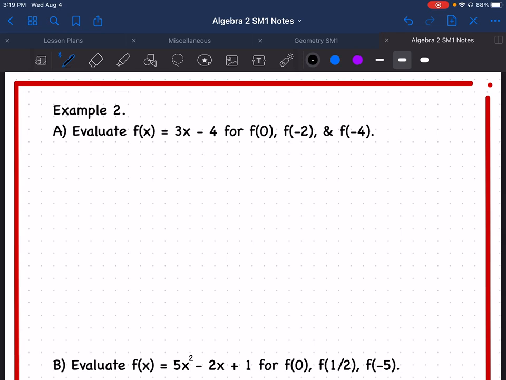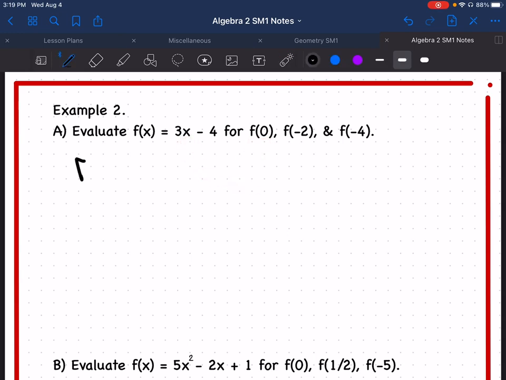So here is my function, evaluate f of x equals 3x plus 4. Remember, this is function notation. This is just a fancy way of saying y equals 3x plus 4, but it's something we more commonly see as we move up in algebra. So f of x is really y. For f of 0, f of negative 2, and f of negative 4. Notice that it says f of x, and then it says f of 0. What this is telling you is that x is equal to 0, and we're going to simply substitute that in, and we're going to solve.